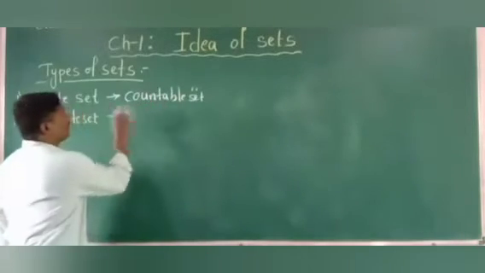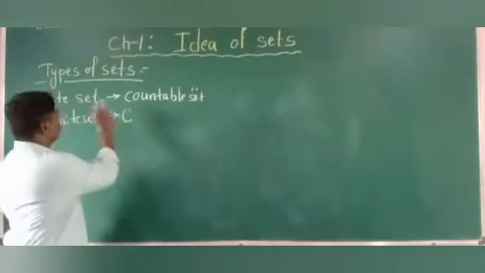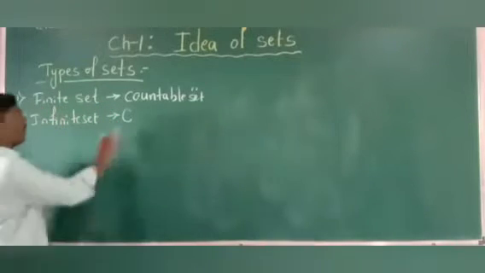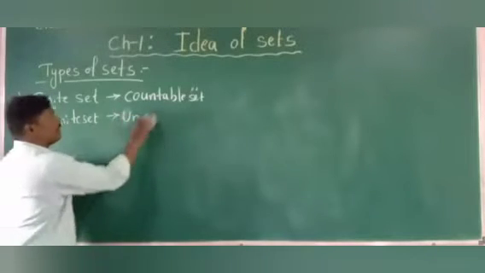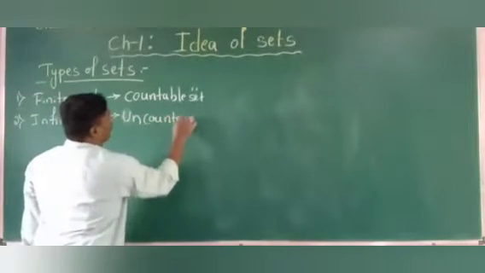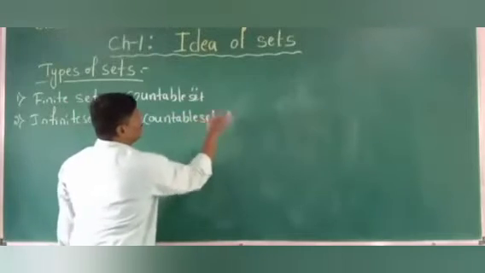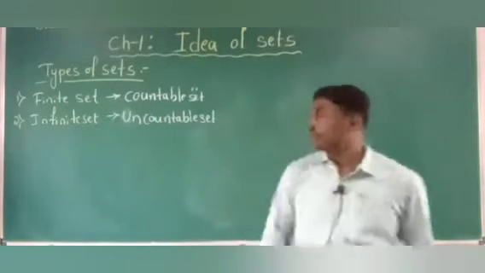So these two are the common differences between the finite set and infinite set. So a finite set is a countable set and an infinite set is an uncountable set. Can I take the examples for infinite set?